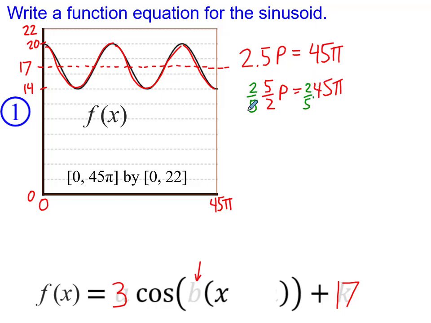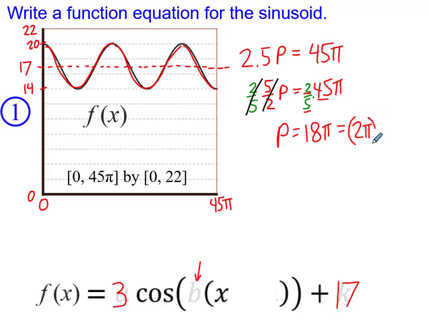That cancels out over here, leaves us with just p. And on the right side of the equation, let's see, 45 divided by 5 is 9, times 2 is 18. So the period is 18 pi. But I remind you again, that period p is not what gets put where parameter b is, but they are related.